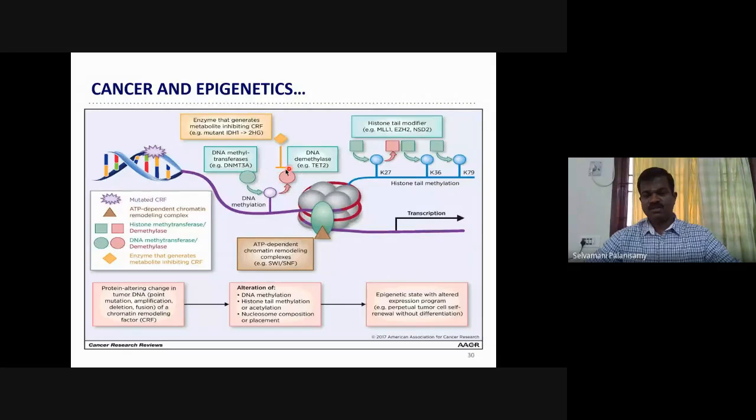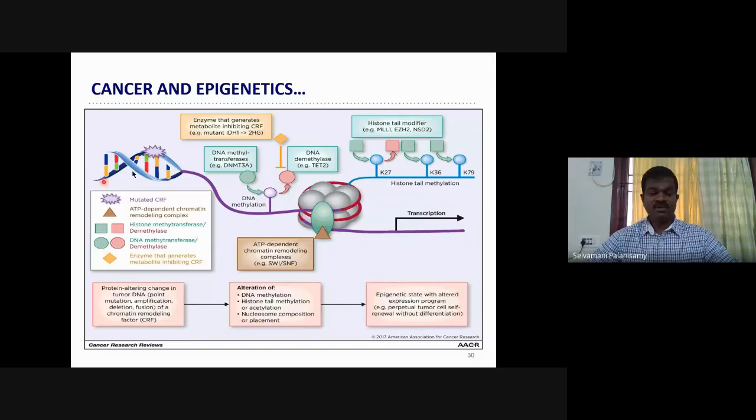So this is the on position, this is the off position. So with the help of the enzyme DNA methyltransferase, the enzyme that generates metabolite inhibiting chromatin releasing factors, and the other enzyme, DNA demethylase. So here it is methyltransferase, it is methylase. And then the histone tail modifier. So there are tail-like structures in the histone proteins. Those are modified by specific biomolecules, MLL1, EZH2, NSD2, and so on. So all these things have on-off functions. And then there are ATP-dependent chromatin remodeling complexes like SWI/SNF, which allow transcription.